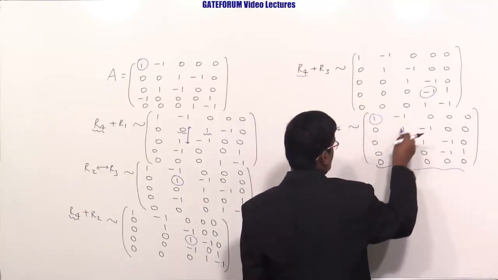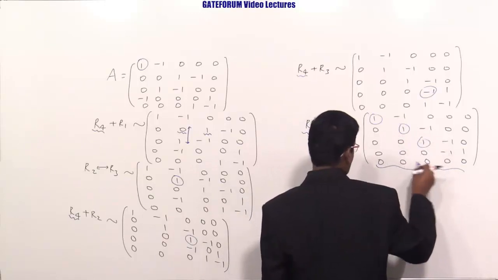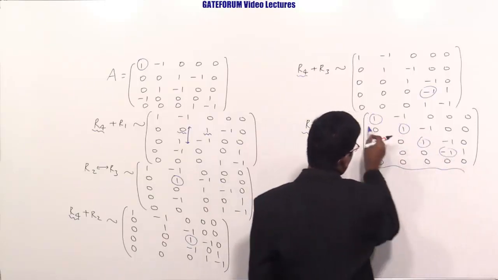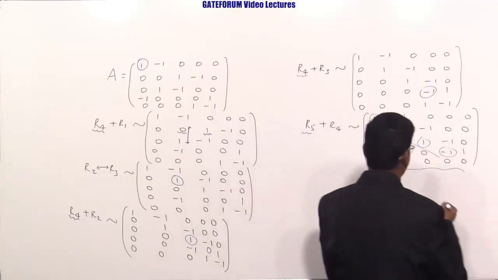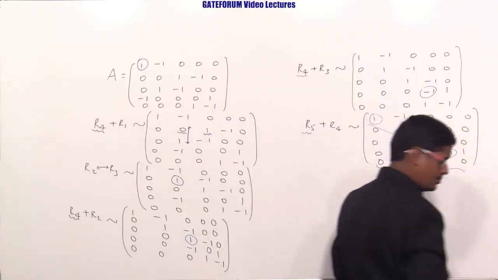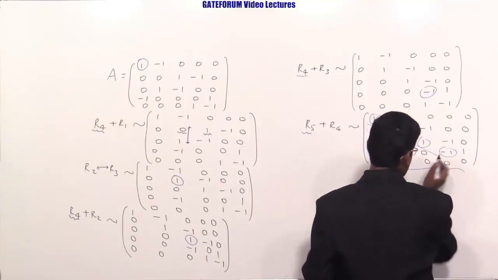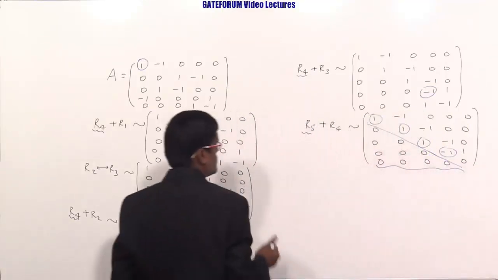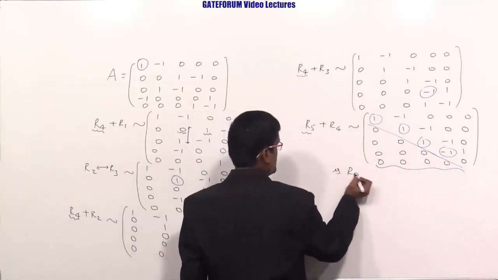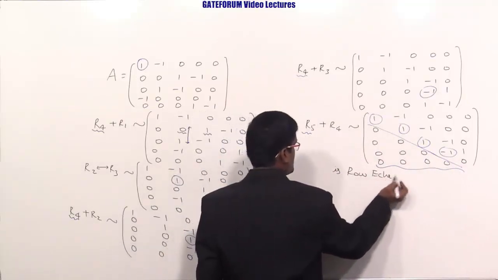Now the first non-zero element in the first row, in the second row, in the third row, and in the fourth row. So elements below the diagonal are 0. So this is row echelon form.